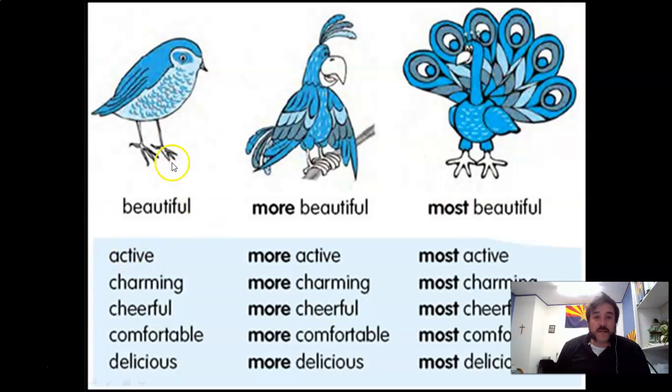For instance, right here, this is a beautiful bird. Well, this bird is more beautiful. Notice they're comparing 2 things, right? This bird and this bird. Well, this peacock is the most beautiful. You're comparing a bunch of things. You would not say, hey, this is beautifuler. That's just too many syllables. That's why they have the more in front of the beautiful. Or that's the beautifulest. No, it's most beautiful.